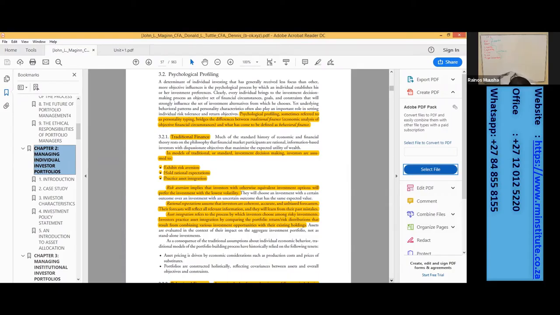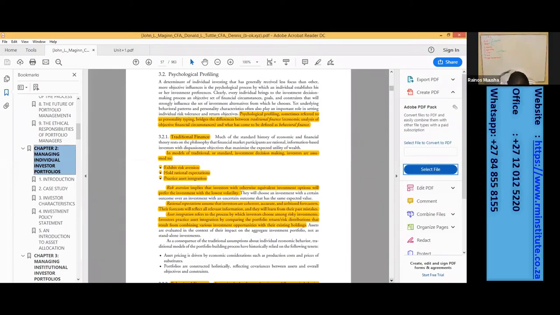So when it comes to risk aversion, on the next paragraph, they say risk aversion implies that investors with otherwise equivalent investment options will prefer the investment with the lowest what? Volatility. So when it comes to the issue of risk aversion, this is where we have a situation where an investor, for the same amount of return, wants to be exposed to lesser risk as well. So this is basically what we mean when we consider an investor to be heavily risk averse.